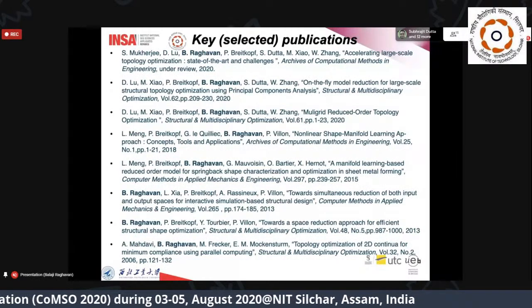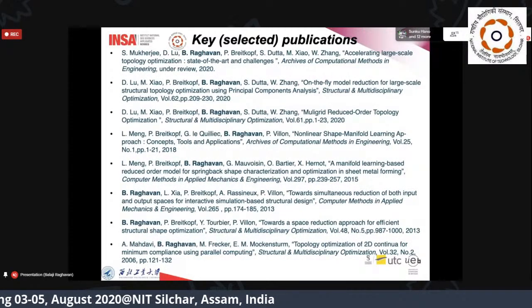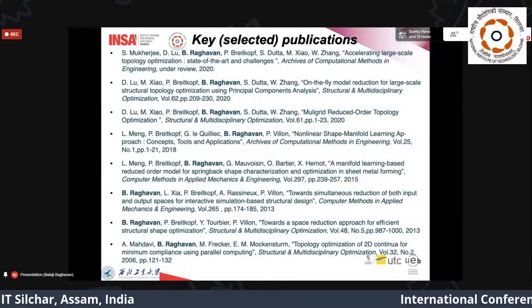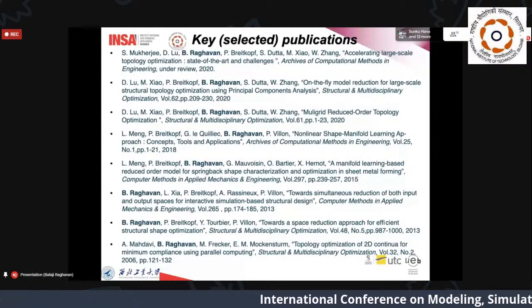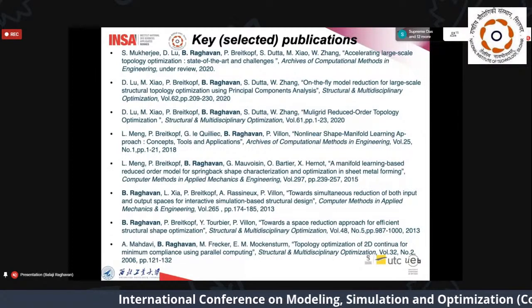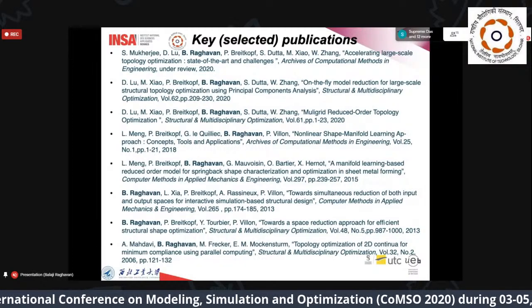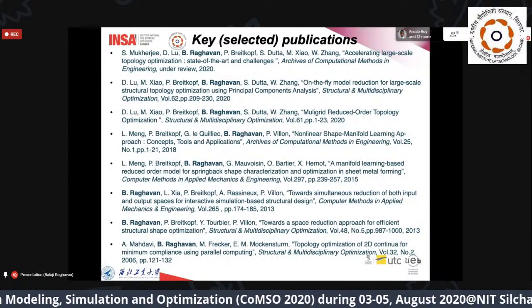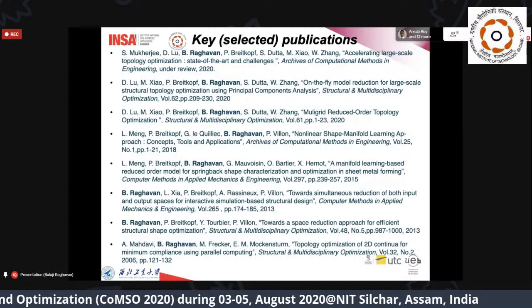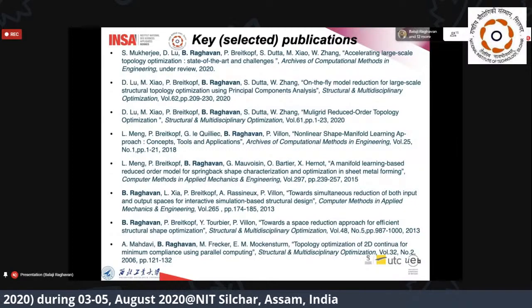The first three are the most recent, related to this particular subject and to principal component analysis. Okay, with that, that sums up my talk.